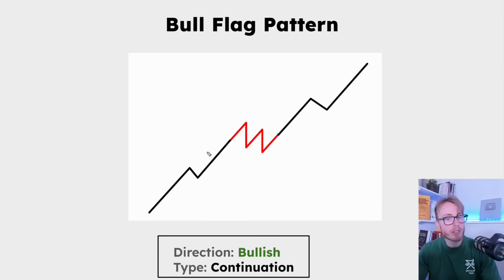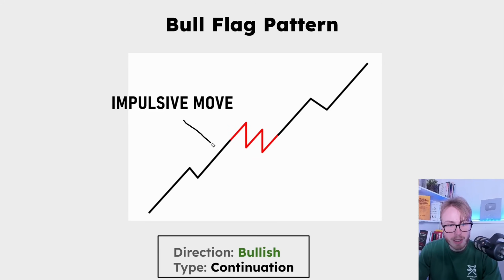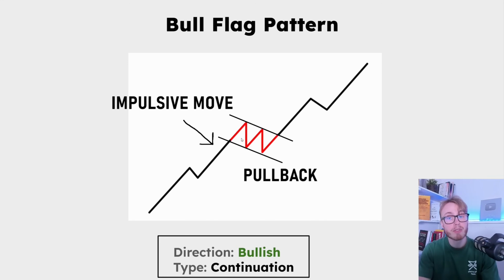To identify a good bull flag, what you are looking out for is that you want to see a strong impulsive move. So the move that goes in the same direction as the trend are called impulsive moves. And then we want to identify a pullback. And a pullback is essentially a move that goes in the opposite direction of the trend.